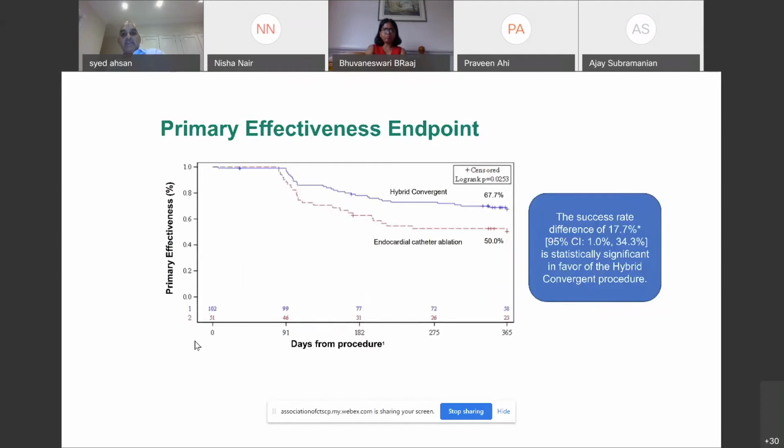And again, what the data shows is a significant advantage of the convergent approach versus endocardial catheter ablation, as you can see on the graph here. So this is the first randomized controlled trial demonstrating a head-to-head comparison with catheter-only ablation. So the convergent approach is a true multidisciplinary approach where cardiologists in combination with cardiac surgeons are delivering better results for patients with long-standing persistent AF.